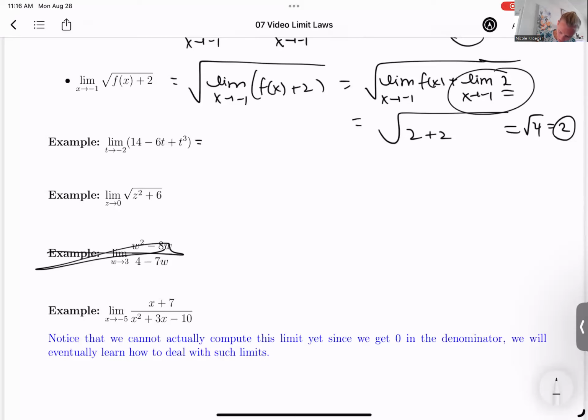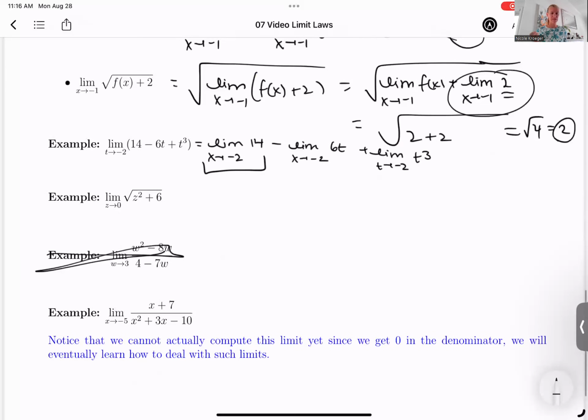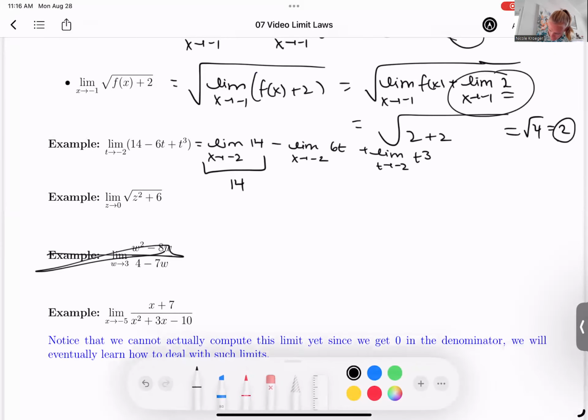So we use limit laws 1 and 2 to break this apart into a 14 minus a limit as t approaches -2 of 6t plus a limit as t approaches -2 of t cubed. Okay, the 14 is just a constant, so limit law number 6 tells us that we get 14 out. This one here, I have a 6 inside. Limit law number 4 tells me I can pull the 6 out, and I'm going to go ahead and just be lazy and pull it out here.